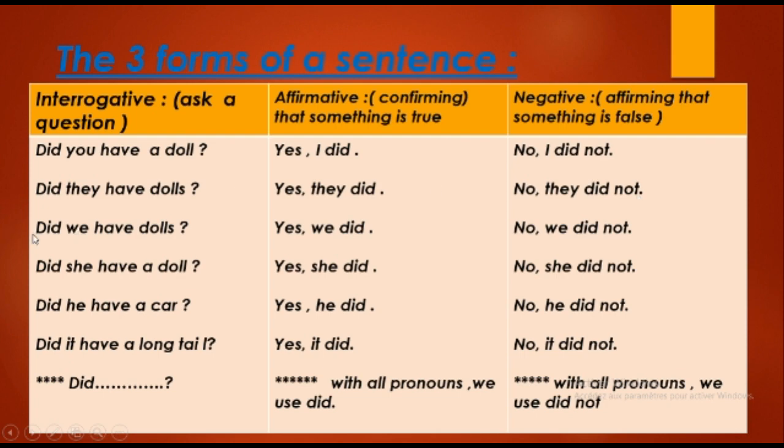Yes, now number 3 with we. Did we have dolls? You can say yes, we did, or you can say no, we did not. Okay, now let's move to the second with she. Now, did she have a doll? You can say yes, she did, or no, she did not. Did he have a car?